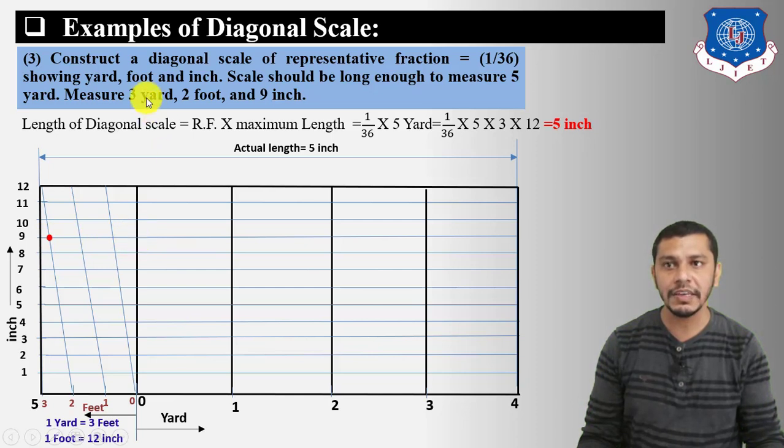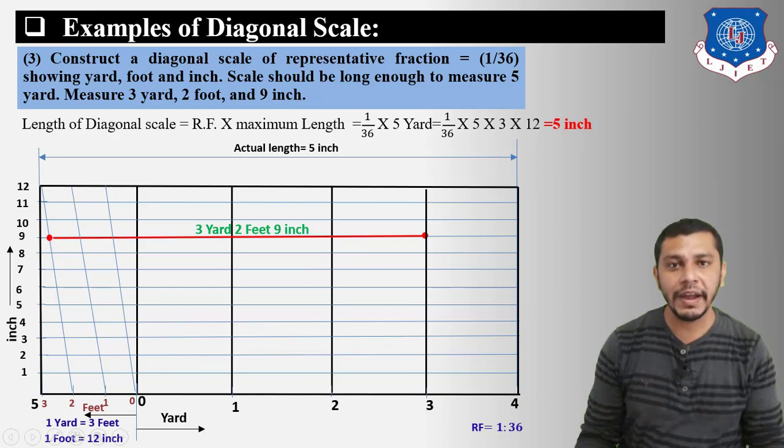Now we have to show 3 yard. So mark the point on the third yard, 3 yard, and connect these two distances. This will be equal to 3 yard, 2 feet and 9 inch. Now we have to show the RF on the right corner of the scale. So this will be RF, it is equal to 1:36.